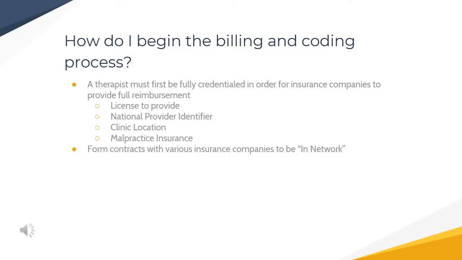We then have to have a clinic location, which can be owned by a private hospital or specialized clinic mentioned earlier in the lecture. Physical therapists also have to maintain malpractice insurance in order to practice. After all of this is finished, a therapist can begin to form contracts with various insurance companies to be considered in-network. Keep in mind that being in network with certain insurance companies can also act as a marketing tool, especially if you're working in a small privately owned clinic.